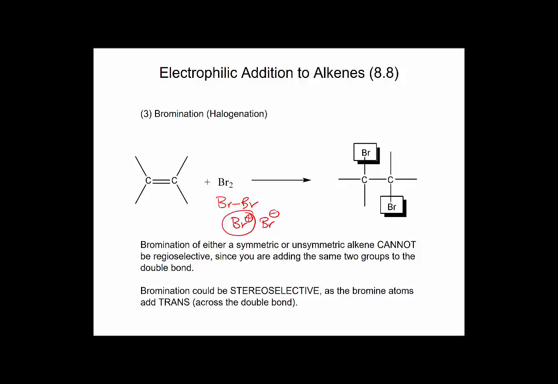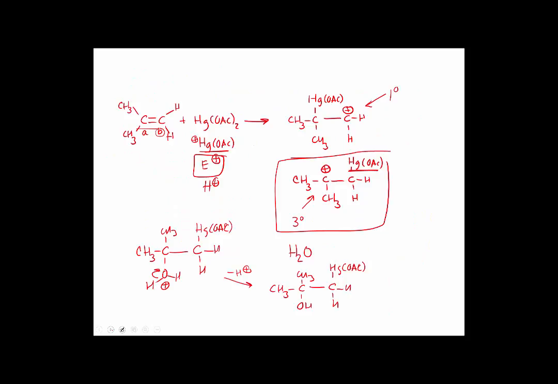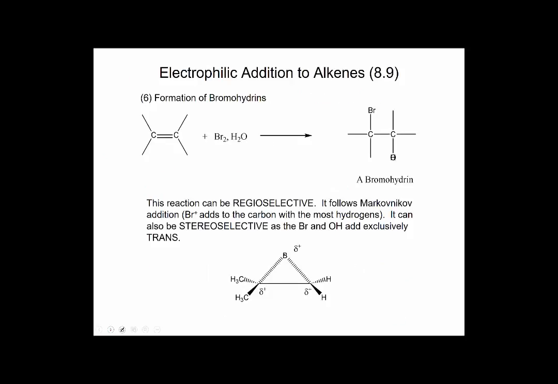So if it goes through a triangular intermediate, it could be stereoselective. So then I would think that the next one would be formation of bromohydrins. And I think this is new, but it's not.